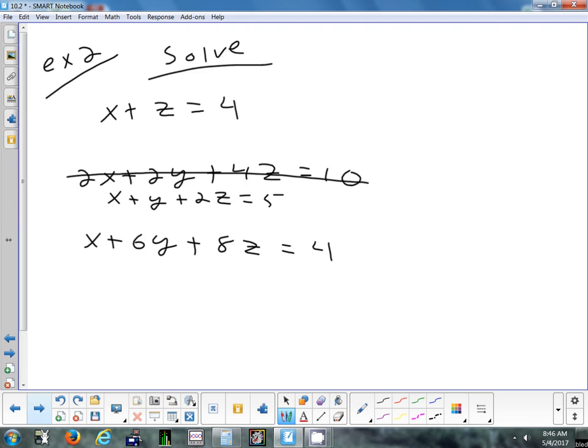It gives me options what I want to be row 1. Because there's an x, each x has a coefficient of 1. So I could let any row be row 1.